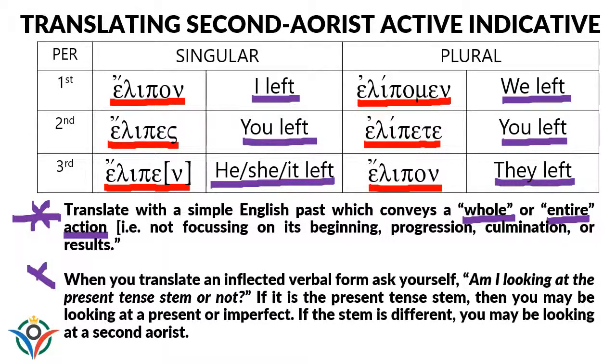And just a translation tip here for us. When you translate an inflected verbal form, ask yourself, am I looking at the present tense stem or not? If it is the present tense stem, then you may be looking at a present or imperfect. And if the stem is different, in other words, if there's been a stem change, you may be looking at a second aorist.